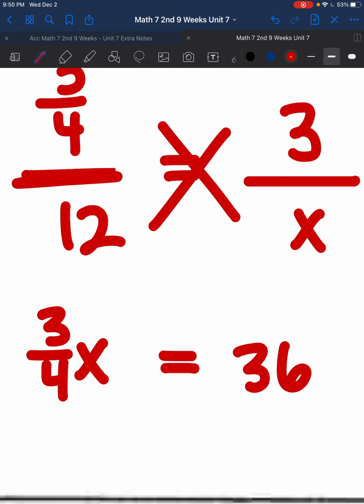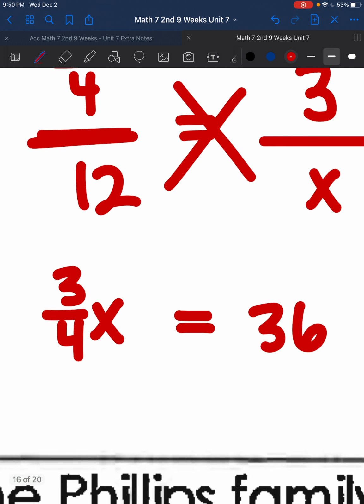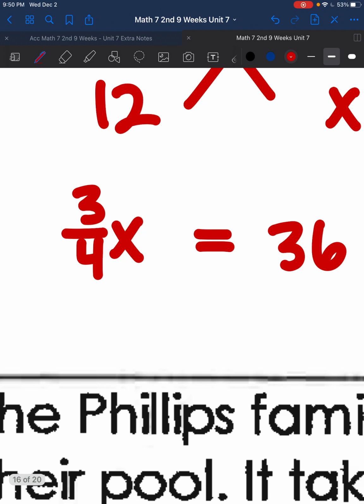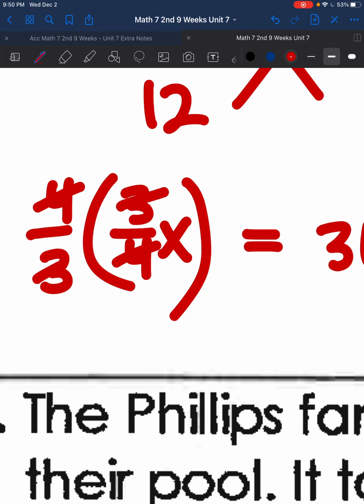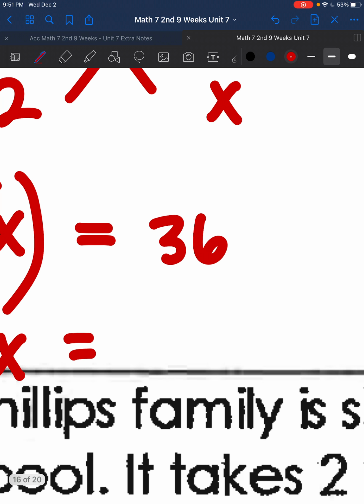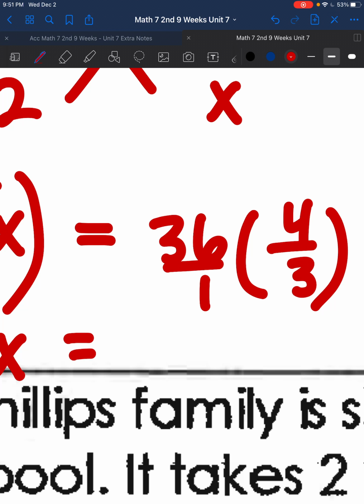Well, 3/4 times x is simply 3/4 x, equals 12 times 3, which is 36. Now, to solve this, I actually want to multiply times the reciprocal, times 4 over 3. That means that will all cancel out and x will be by itself. So I'm going to do the same thing over here. I'm going to multiply this times 4 over 3. Well, think of that as 36 over 1.